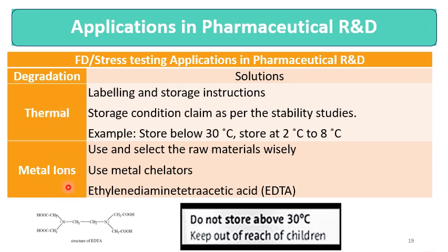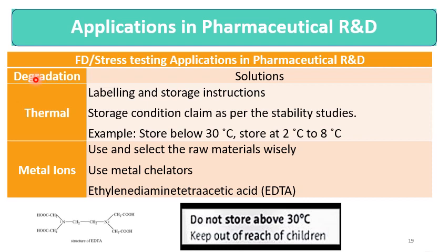Then coming to the thermal and metal ions testing and applications in pharmaceutical R&D. If there is a degradation due to thermal and if it is at 40 degree also, then as per the general stability conditions, we study the stability at 30 degree and we give the labeling storage instructions, and sometimes the expiry period is required to be recalculated and confirmed. Then the examples are like store below 30 degree or store at 2 to 8 degree.